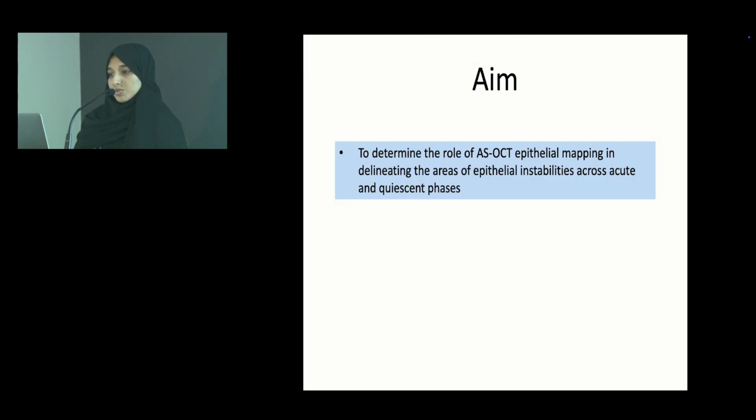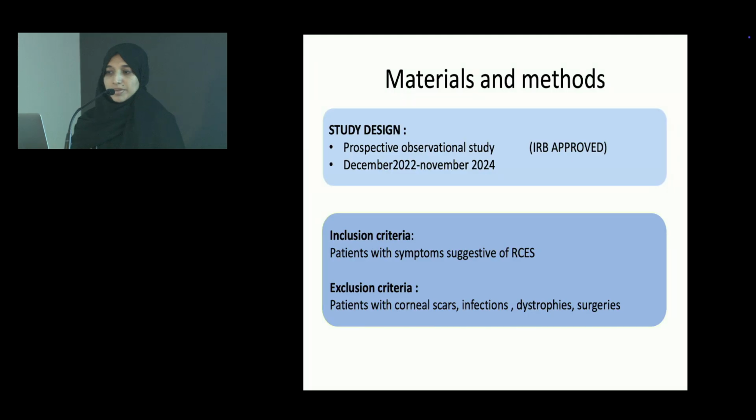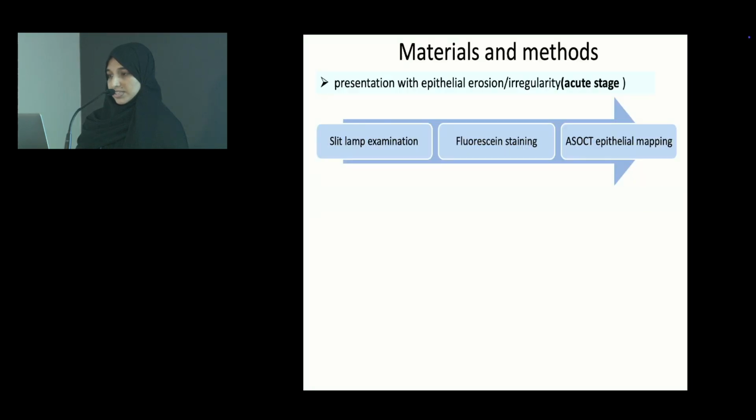Our aim is to determine the role of ASOCT epithelial mapping in delineating the areas of epithelial instability across the acute and quiescent phases. Materials and methods: it's a prospective observational study with IRB approval, carried out from December 2022 to November 2024. We included all patients with symptoms suggestive of RCE, excluding those with corneal scars, infection, dystrophies, and surgeries. At presentation, the patients were subjected to slit lamp examination, fluorescein staining, and ASOCT epithelial mapping.